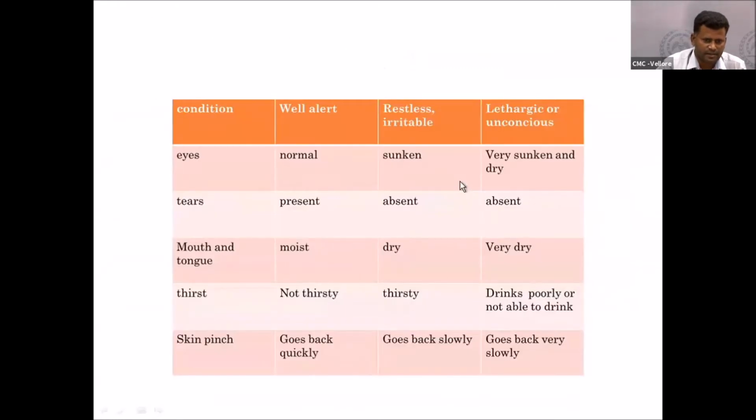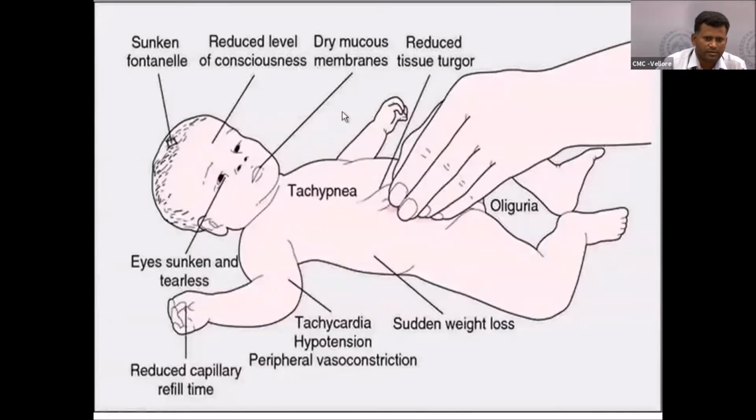It's again the same thing, in a different table. So we have to assess by sunken fontanelle. A child can have sunken fontanelle and also sunken eyes, reduced level of consciousness, dry mucous membrane, reduced tissue turgor, and also tachypnea. If it's an infection, the child is having fever, and there may be tachypnea. But sometimes when they develop acidosis, they may have slow breathing, also acidotic breathing, and they may have oliguria, and then weight loss, tachycardia, and hypotension can be there.